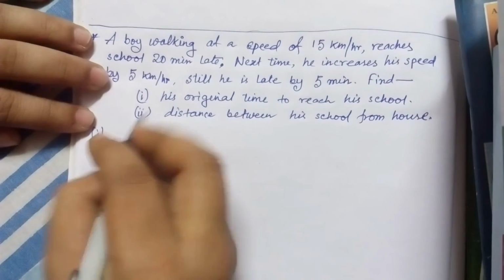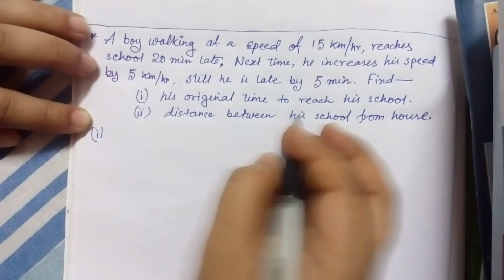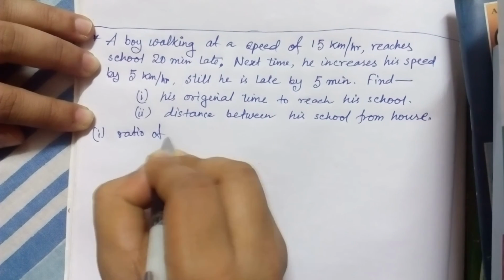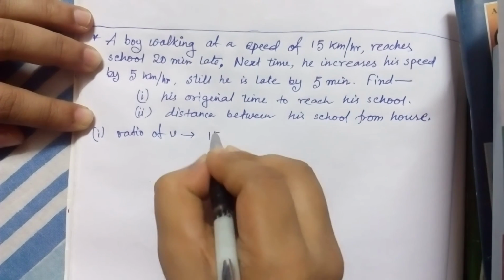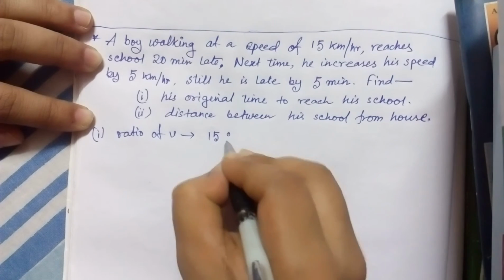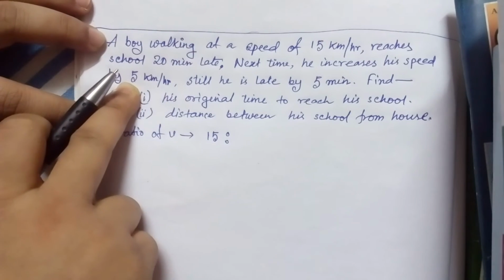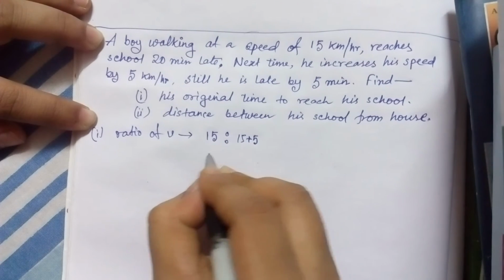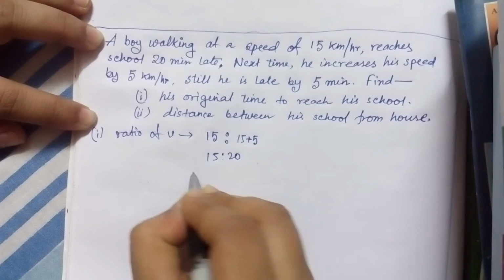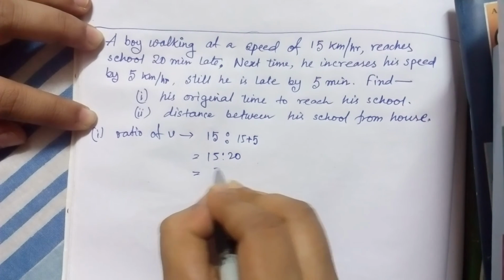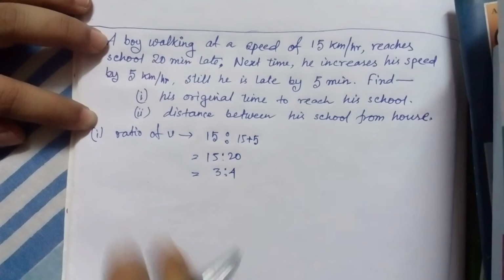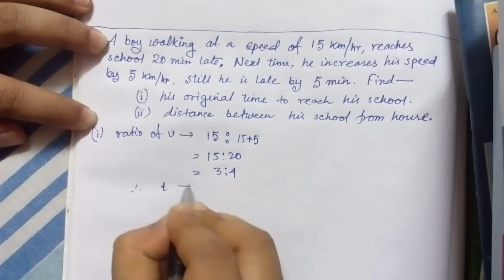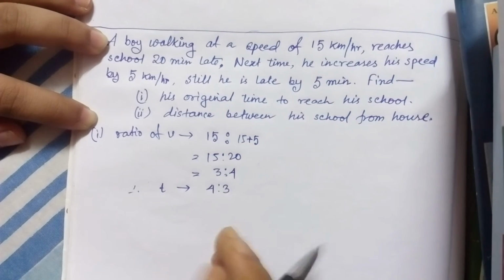Here, using the ratio method, we may say the ratio of the velocity for the first instance is 15 km per hour, and the next instance he increases his speed by 5 km. That will give 20 km per hour, which is the ratio 3:4. So the ratio of V is 3:4. That means the ratio of T will be 4:3, just inverse.